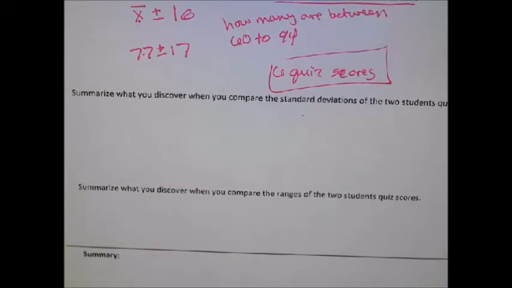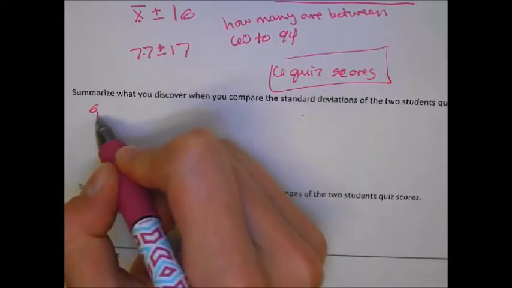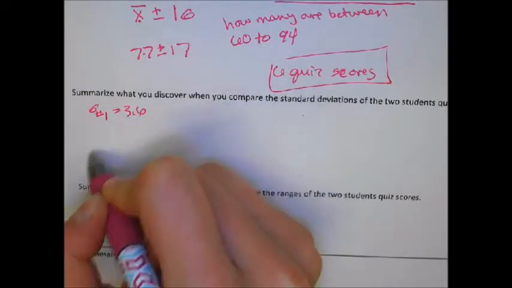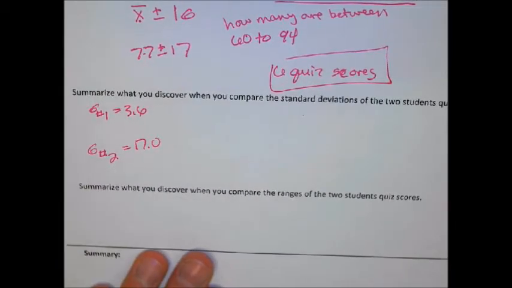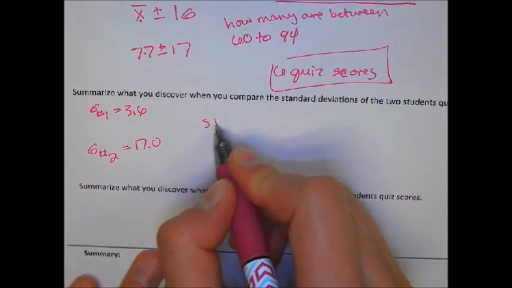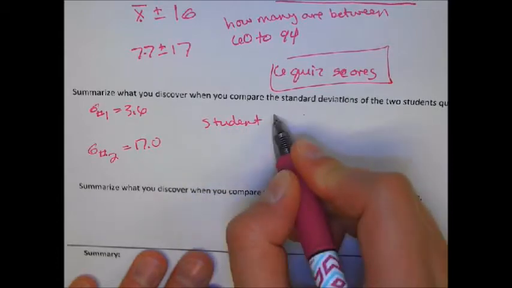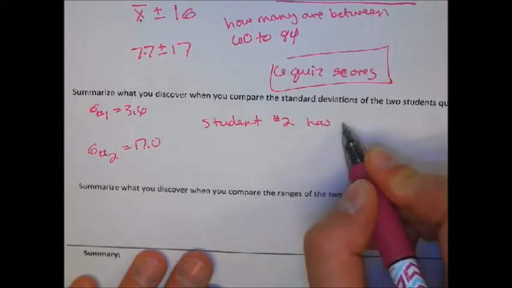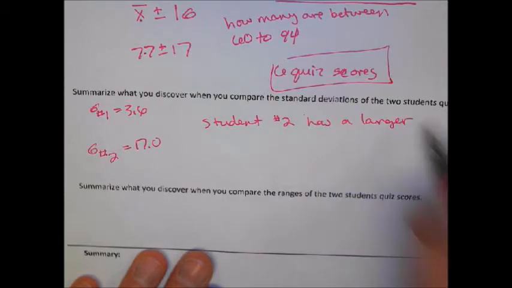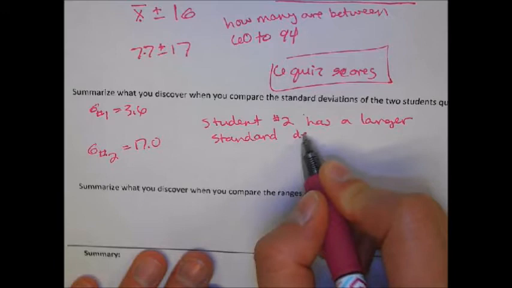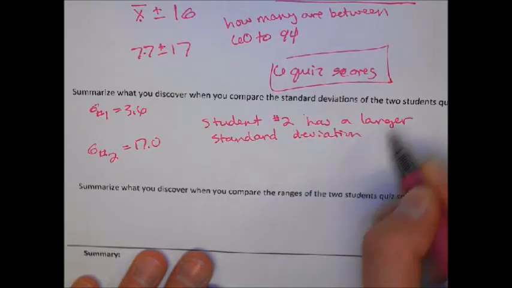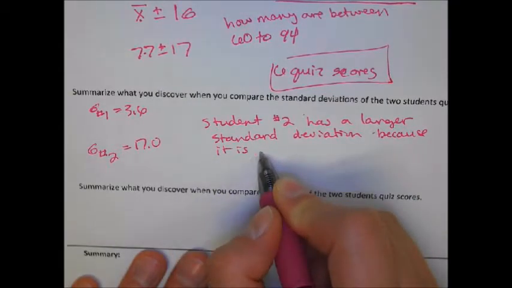All right, summarize what you discover when you compare the standard deviation of the two students' quiz scores. Well, standard deviation number 1 was 3.6. Standard deviation number 2 was 17. And pretty much what I'd said earlier, student number 2 has a larger standard deviation because it is more spread out.